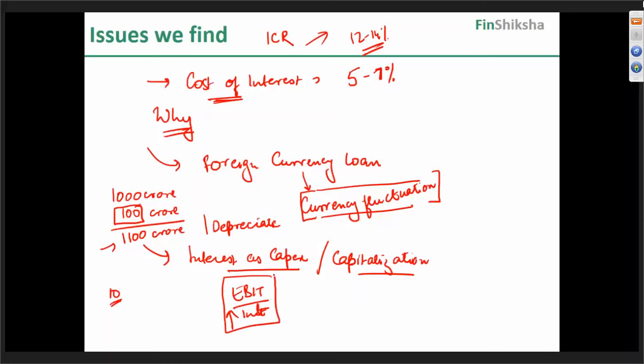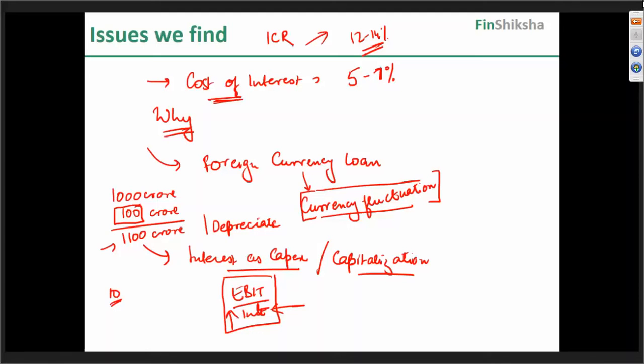So either you use the actual interest figure, because at the end of the day, cash flow wise you have to pay the actual interest. Accounting treatment is all fine, but the bank is not going to say pay me 10 now. The bank is going to come and say pay me 100 now. So if you don't have enough earnings, there's going to be a problem, right? That's the second issue we find.